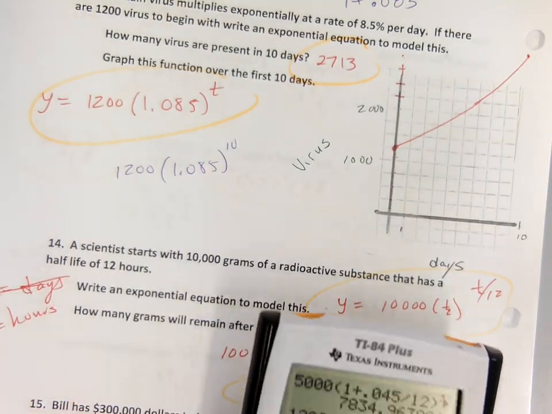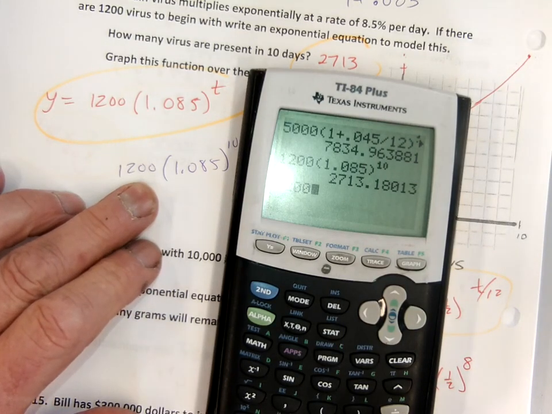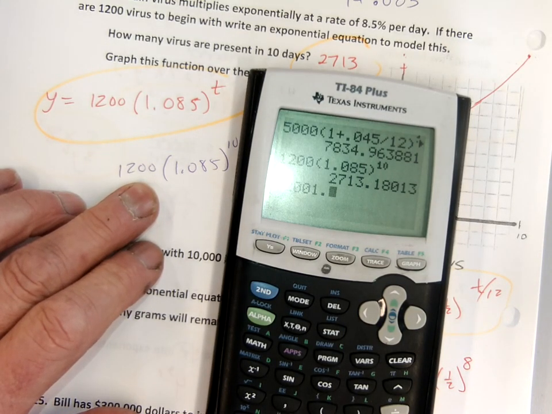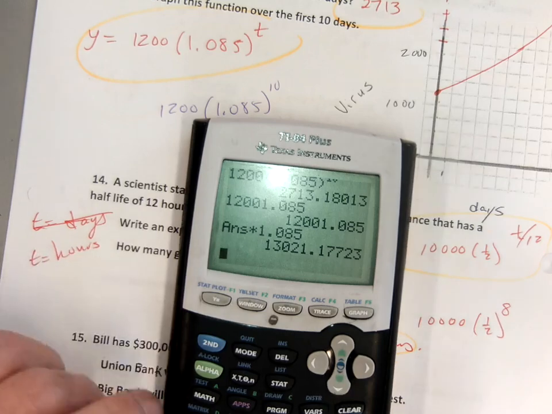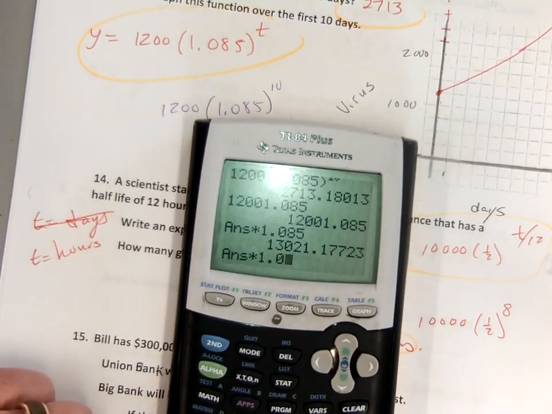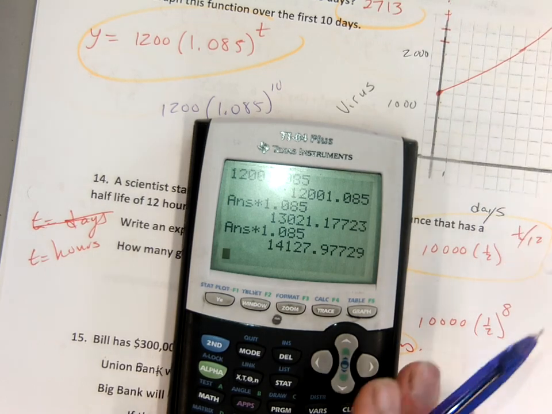And to get the rest of my graph, I just took my 1200 and I multiplied times 1.085, and then multiply that times 1.085. And I'm just making these numbers. Multiply that times 1.085, and I just keep going 1, 2, 3, and I just put those in.